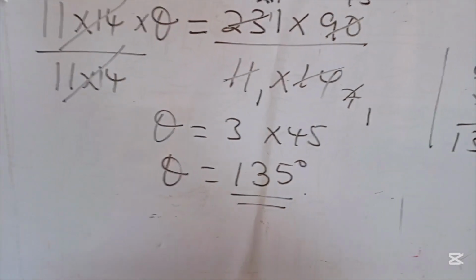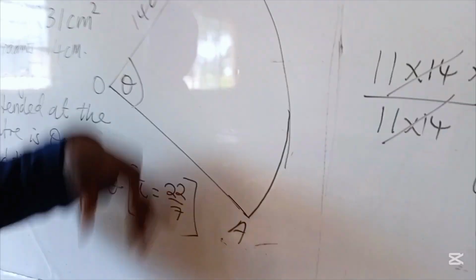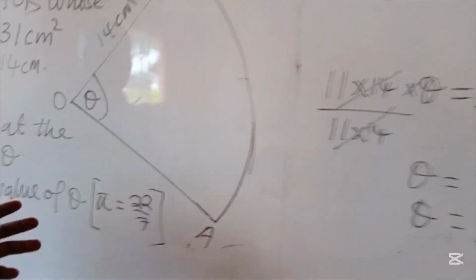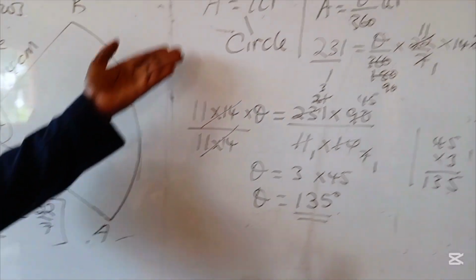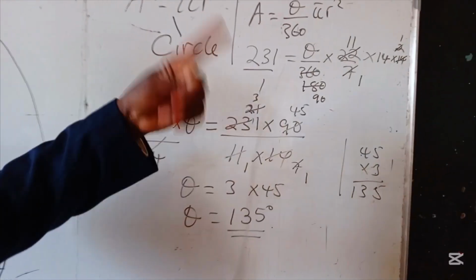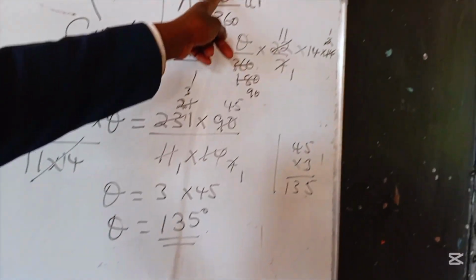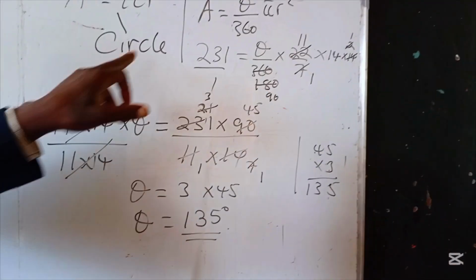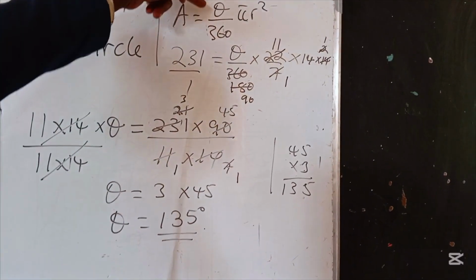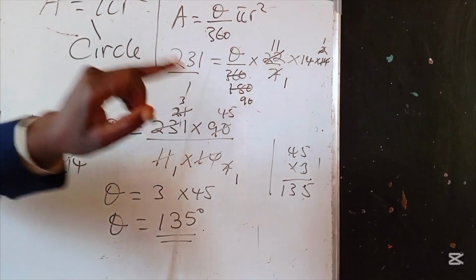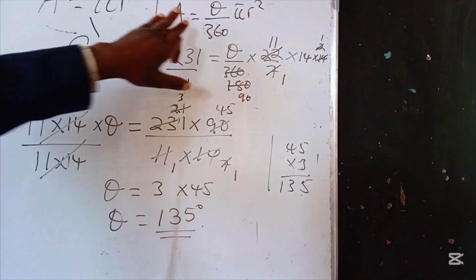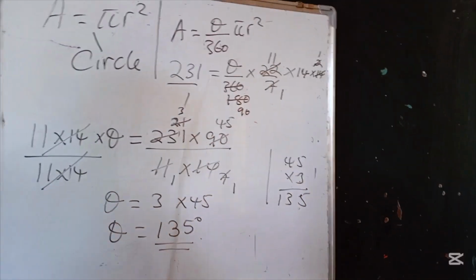Fellow viewers, you can see what I was talking about. This is a sector. It's not the whole circle, but it's part of the circle. But for the whole circle, the area is that one. Because it is just a part, that's why I said theta over. Now the whole circle has got 360, so it would have become 360 over 360. That's where here we don't show the theta because it has cancelled out.